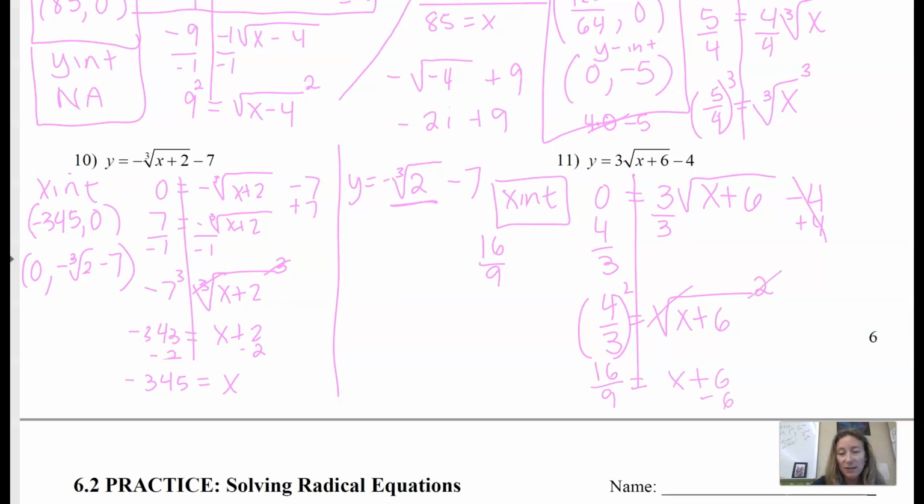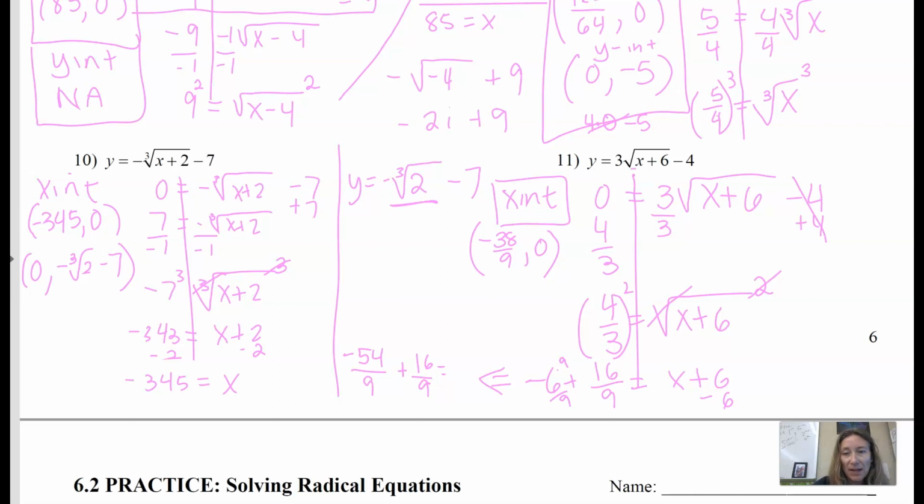Subtracting 6. In order to add those, it will be easier if I had the same denominator. So I'm going to change that to -6 times 9 over 9, because 9 divided by 9 is 1, so that's going to be -54 over 9 plus 16 over 9. Now they have the same denominator, and I can simplify. I simplified to get negative 38 over 9, comma, 0.